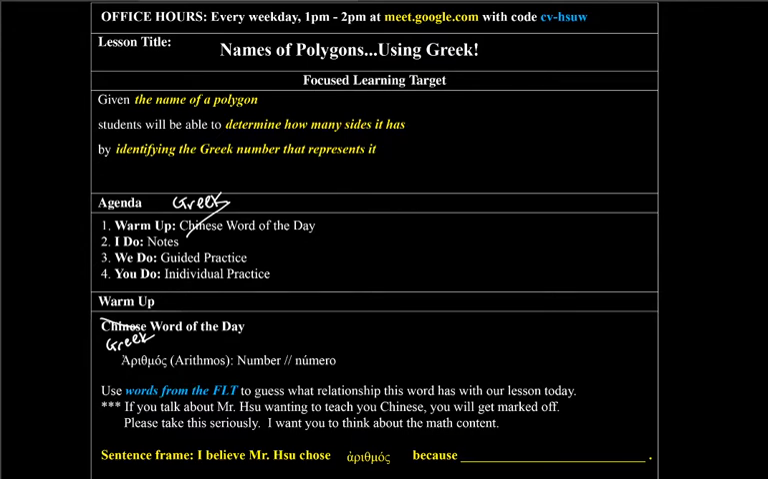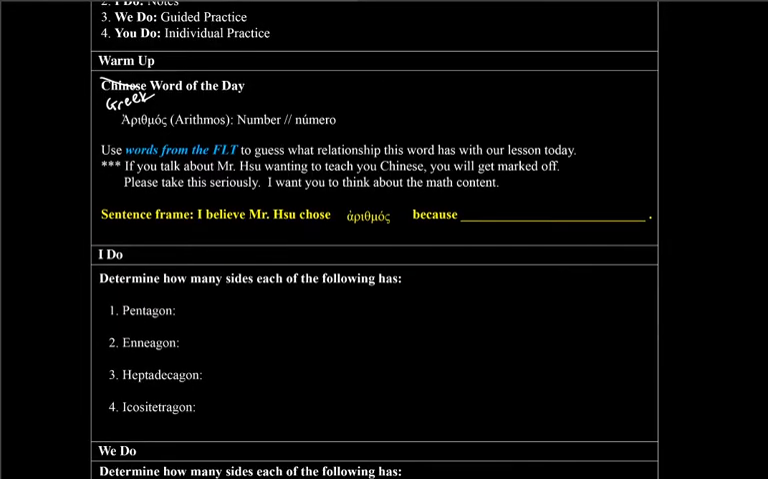So let's review some of these. All you're doing today is determining how many sides there are. Solo necesitan determinar cuántos lados tiene este polígono. So, pentagon. Let's look at that. If you remember from what we've been doing, we have this word, pente. Pente means 5. So this is 5 sides.